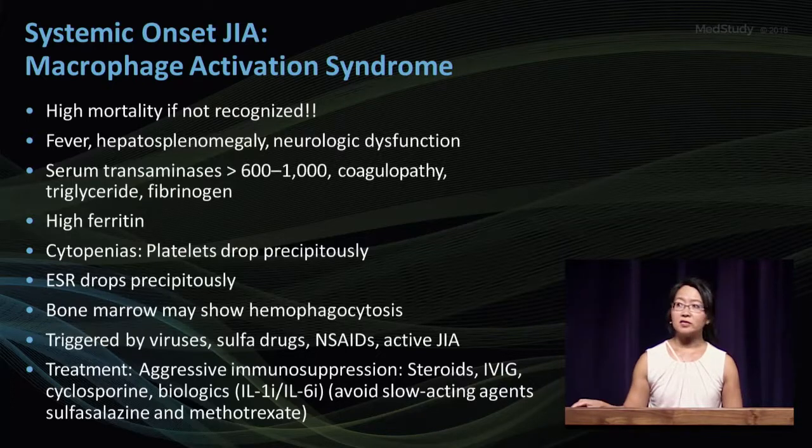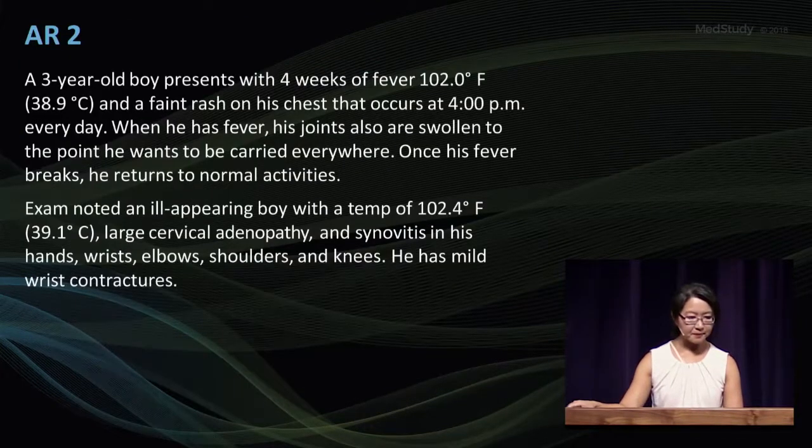You want to treat this condition aggressively. So you want to be using high-dose steroids, IVIG, biologics. We also use cyclosporin. We really avoid slow-acting drugs such as methotrexate and sulfasalazine.